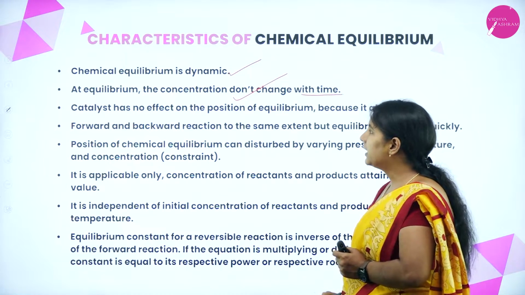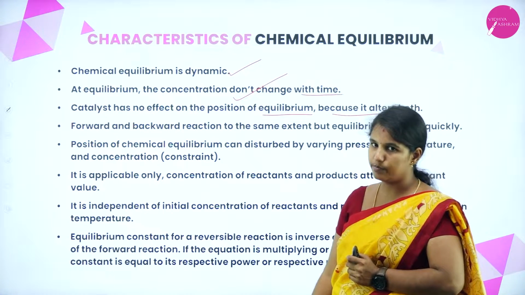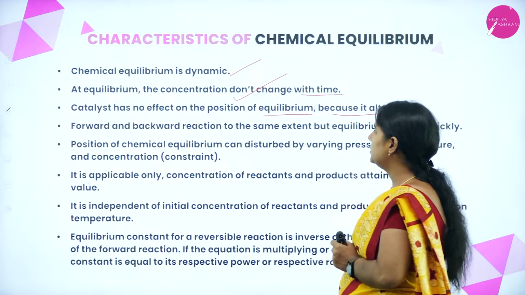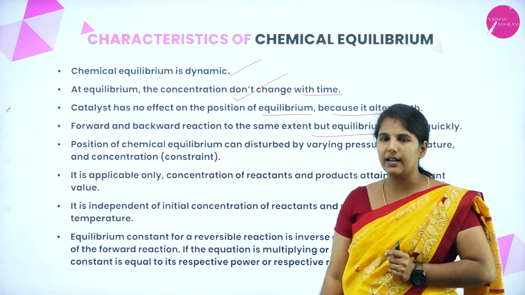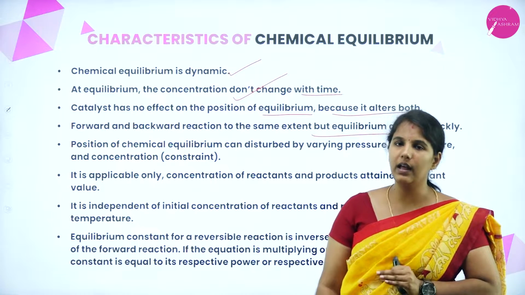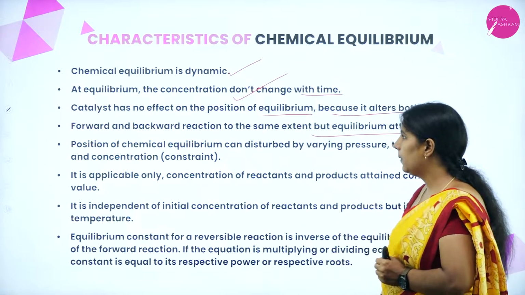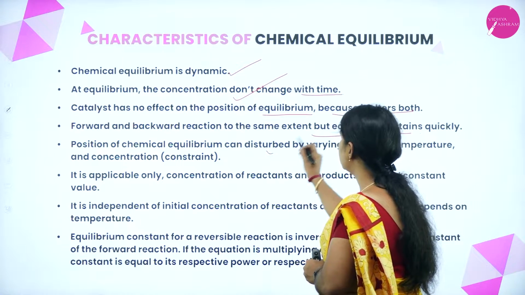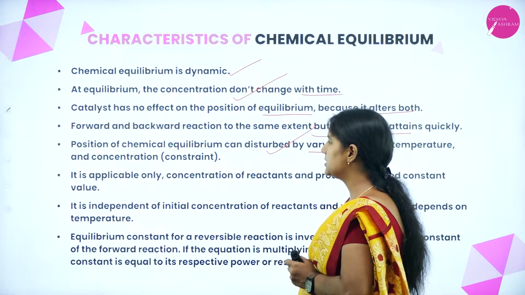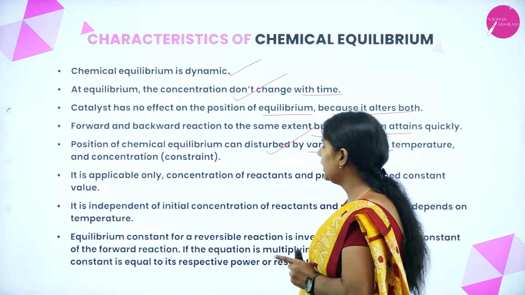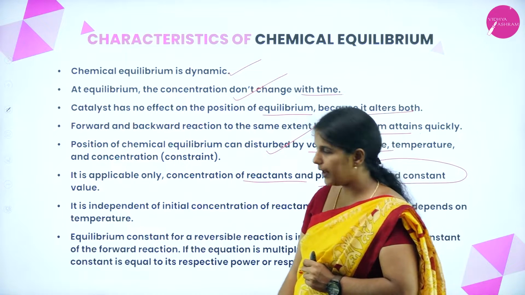Only the two opposing processes are occurring. The catalyst has no effect on the position of the equilibrium because it alters both the forward and the backward reaction to the same extent, but the equilibrium is attained quickly. The position of the equilibrium can be disturbed by varying the pressure, temperature, as well as the concentration, and it is applicable only when the concentrations of the reactant and product attain a constant value.